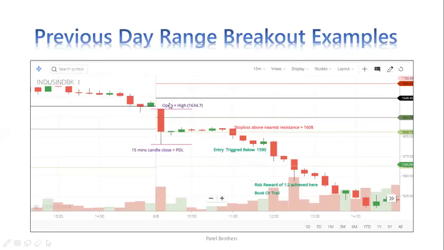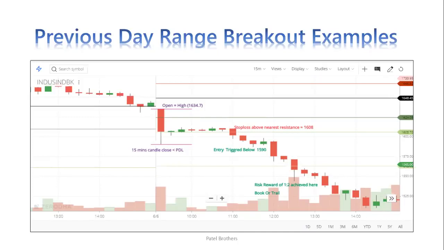So here there is IndusInd Bank also. IndusInd Bank has open equal to high. So 1634.7 was the high and open, and the previous day's 15 minutes candle close was less than the previous day's low. So both the conditions are met. So what we'll do, we'll sell below this candle's low. So the trigger happened here.